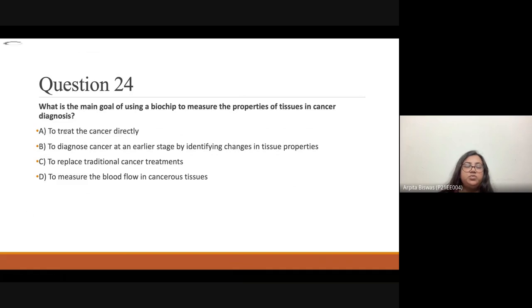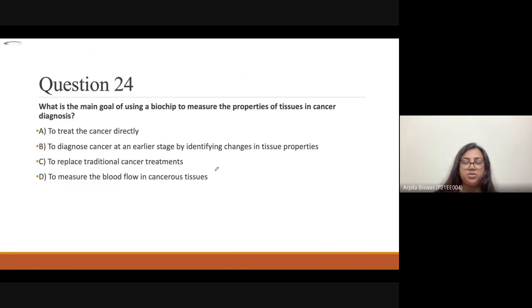Okay, so next we move to question number 24. What is the main goal of using a biochip to measure the properties of tissue in cancer diagnostics? First, to treat cancer directly. Second, to diagnose the cancer at an earlier stage by identifying the changes in tissue properties. The third option is to replace the traditional cancer treatment. And the fourth option is to measure the blood flow in the cancerous tissue.